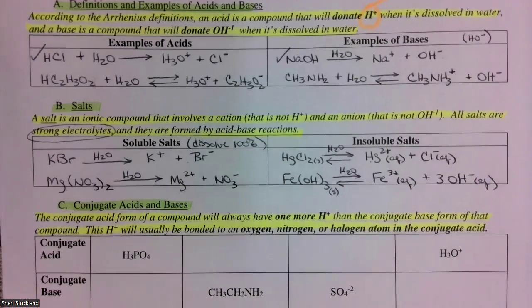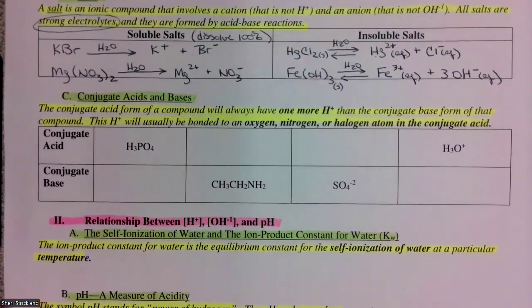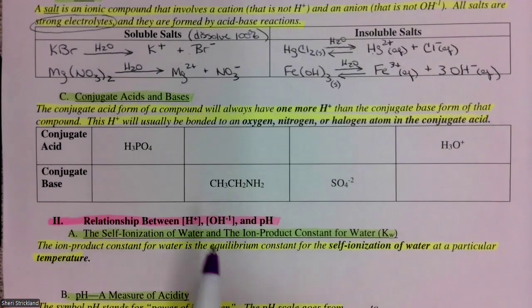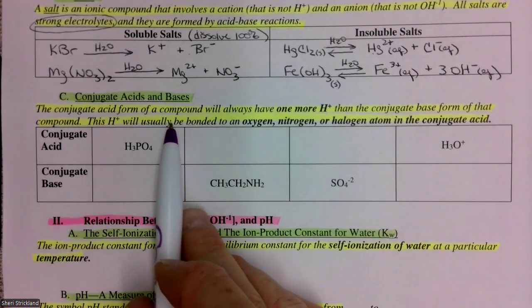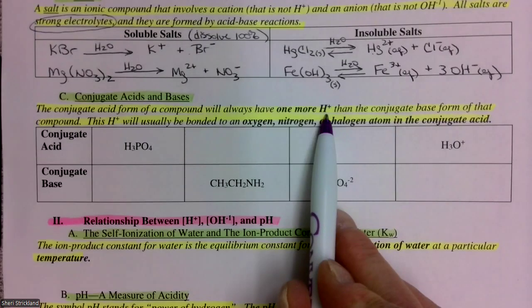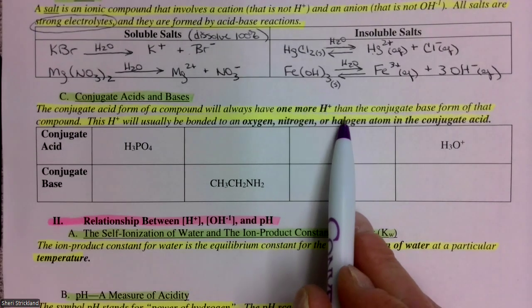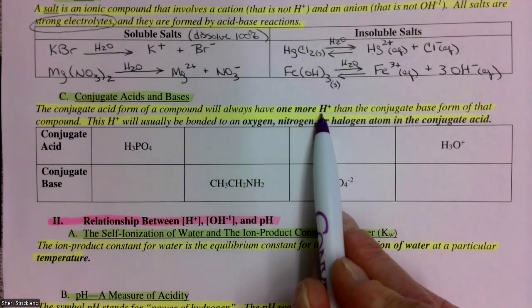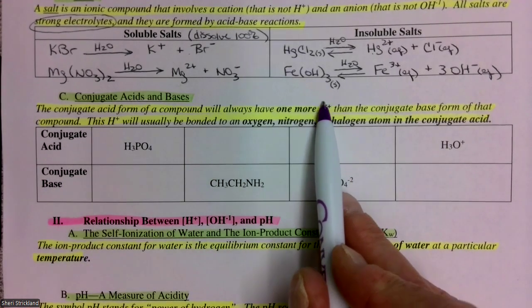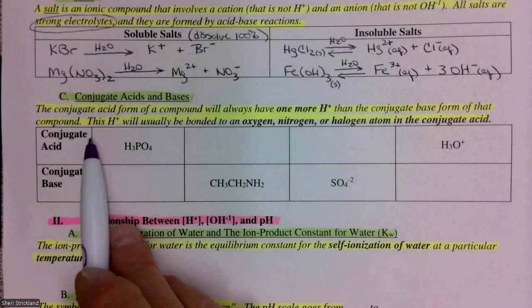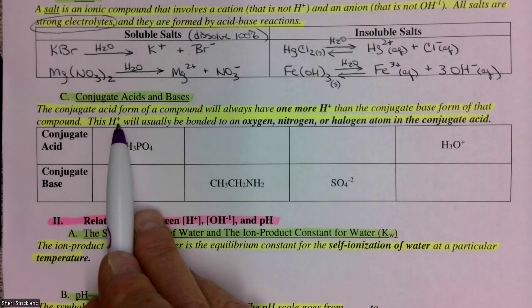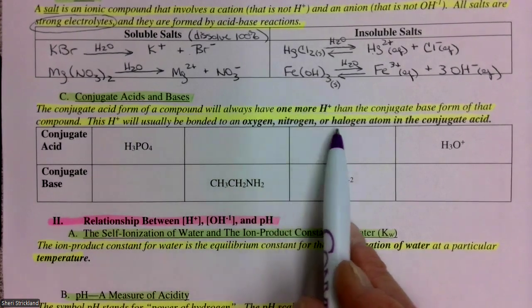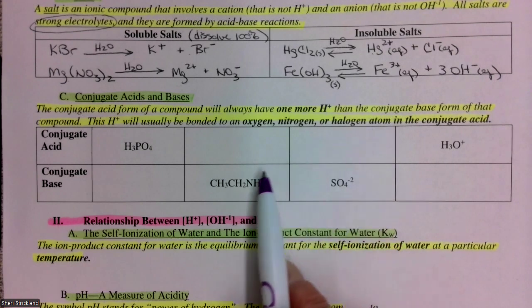All right, so another concept that you're going to need that I suspect you've encountered before is conjugate acids and bases. And so I just want to remind you that a conjugate acid form of a compound always has one more H+, one more hydrogen cation than the conjugate base form of that compound. So we'll have one more hydrogen in the molecular formula, and this will change the charge by a +1. All right, so the acidic hydrogen, this one more H+, will usually be bound to an oxygen, nitrogen, or halogen atom in the conjugate acid.